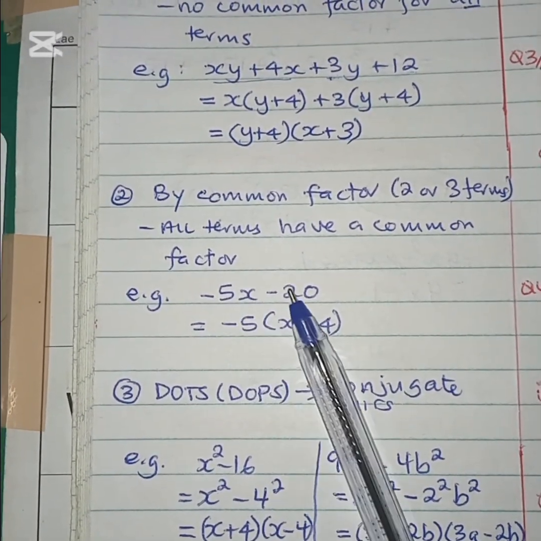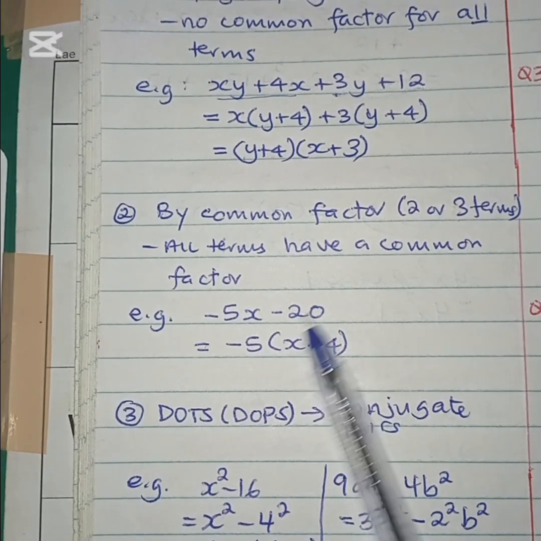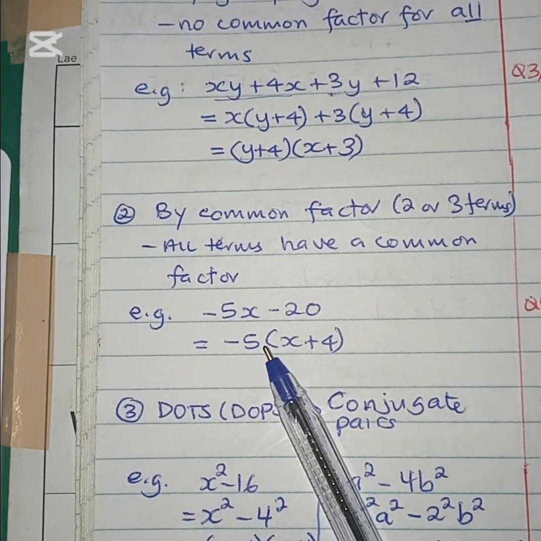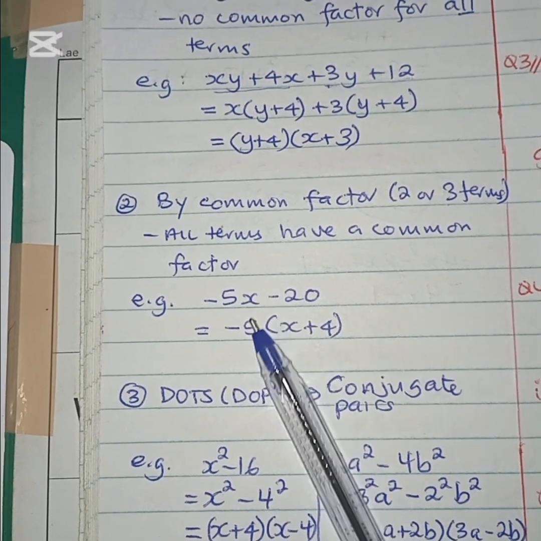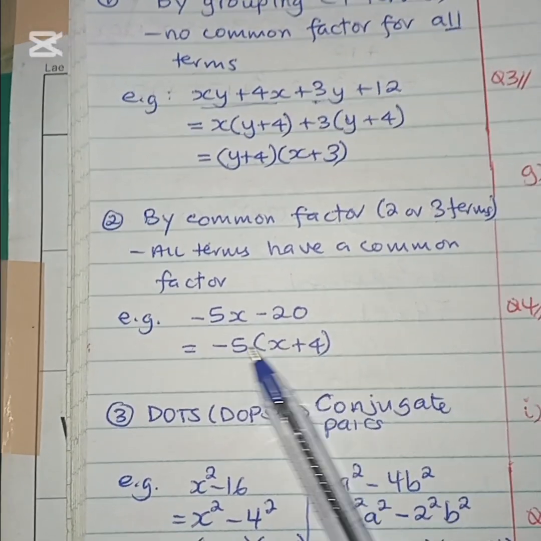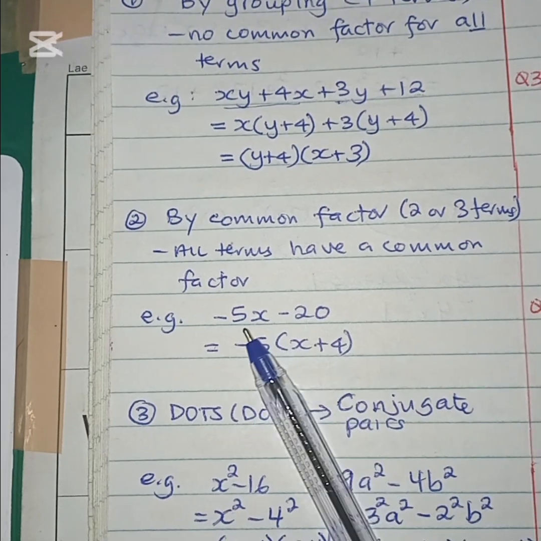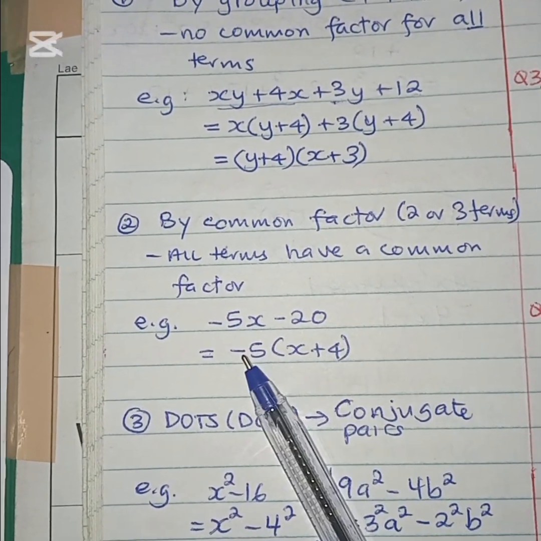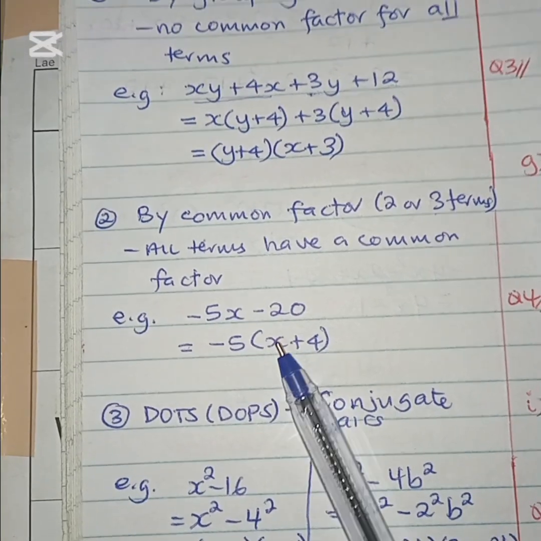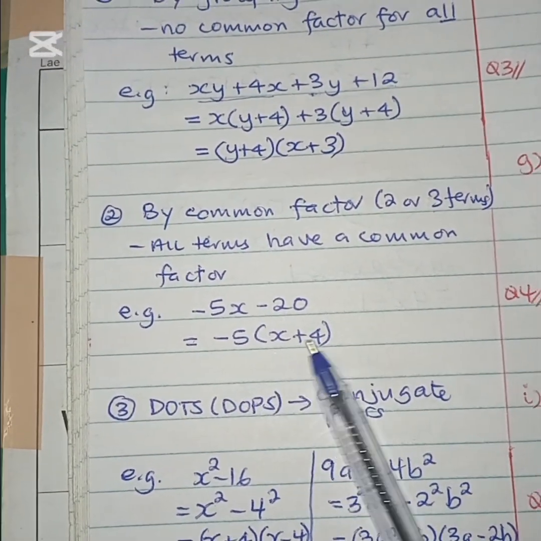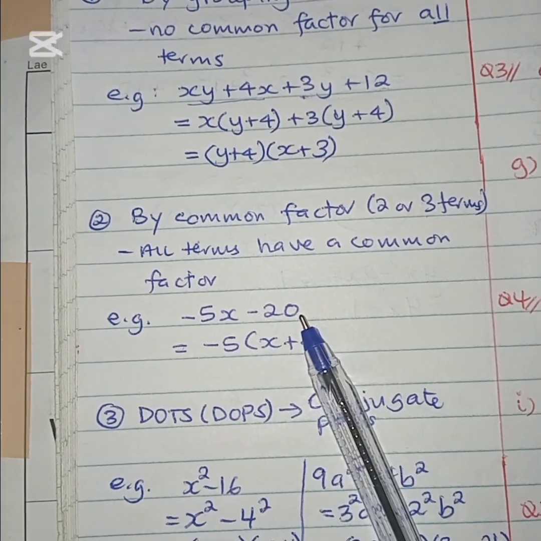So negative 5x and negative 20, they have a common factor of negative 5. So it goes outside. Then negative 5x divided by negative 5 gives an x. Or negative 5 times x gives negative 5x. Negative 20 divided by negative 5 gives a positive 4. Or negative 5 times positive 4 gives negative 20.